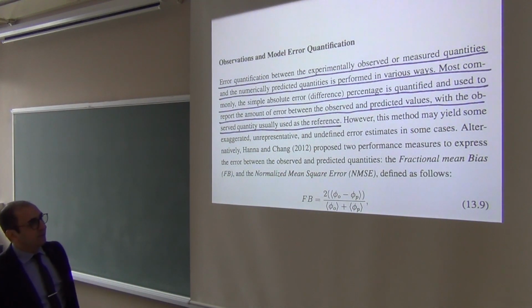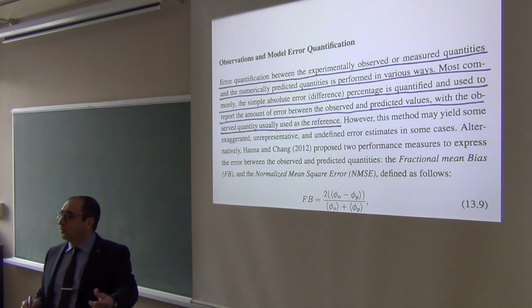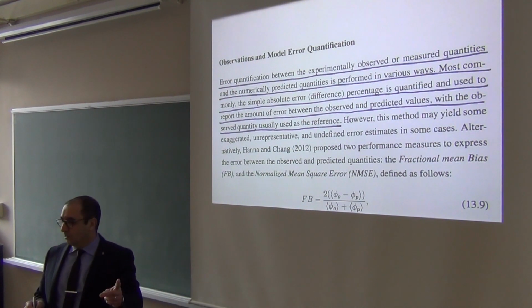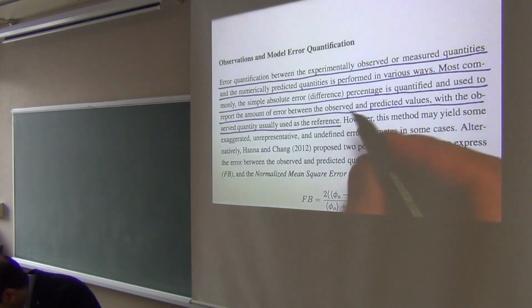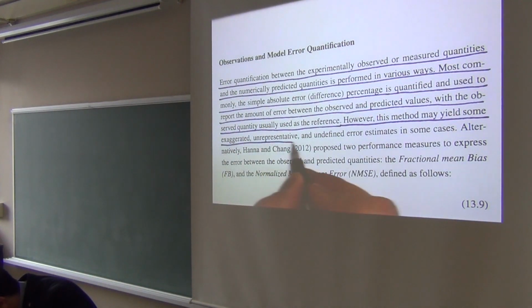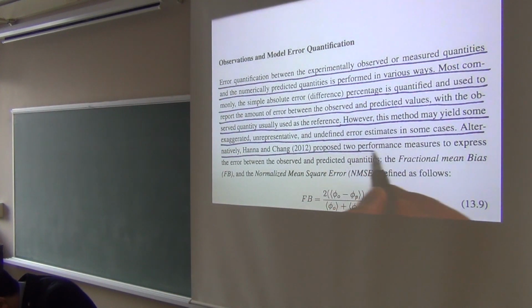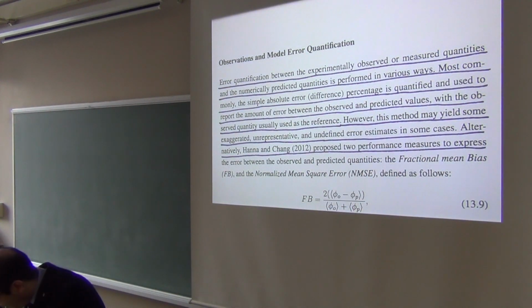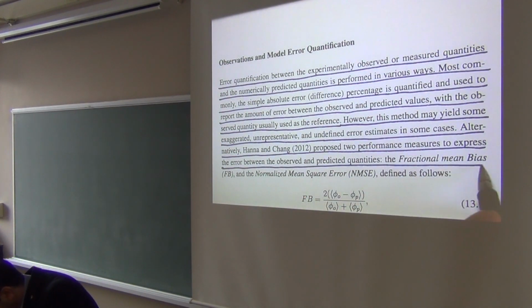Okay, so the phenomenon I measured was 2 meters per second. The model gave me 2.2 meters per second. The error is 2.2 minus 2, which is 0.2 meters per second. It's an absolute error. However, this method may yield some exaggeration. Alternatively, people defined more exotic measures of error, known as fractional mean bias and normalized mean square error.